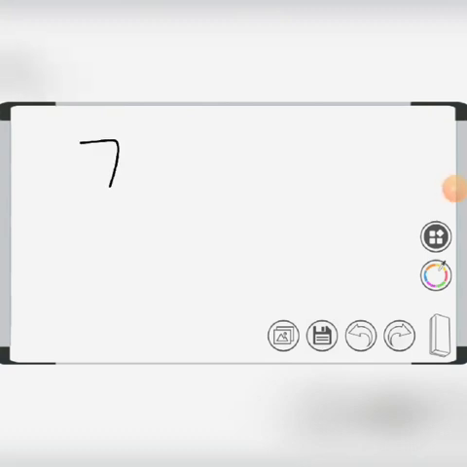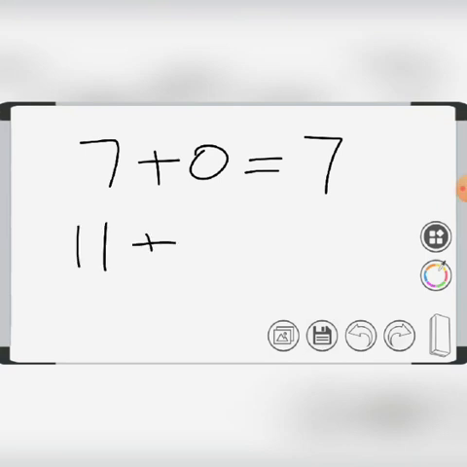If we add 7 plus 0, what will be the answer? 7. If we add 11 plus 0, the answer will be 11. This is called zero property of addition. Now we will solve practice zone on page number 25 with these properties of addition.